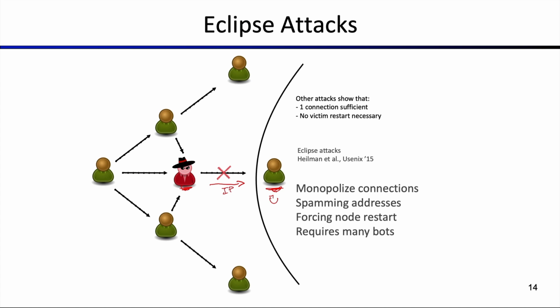Later, quite shortly after, there were more Eclipse attacks which have shown that it's actually enough if there's just one connection to the victim, and we don't require the victim to restart. So there are ways to perform Eclipse attacks by exploiting the network propagation mechanism, so how data is propagated. Because here you need to have some communication protocol for how this transmission is done. By exploiting this communication protocol itself, we can perform Eclipse attacks.